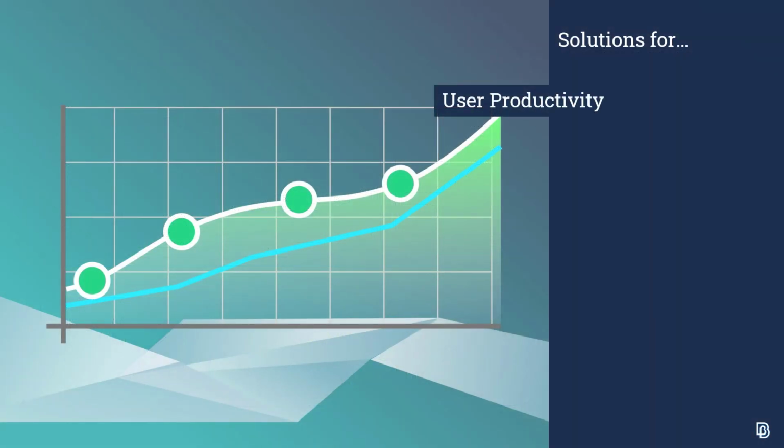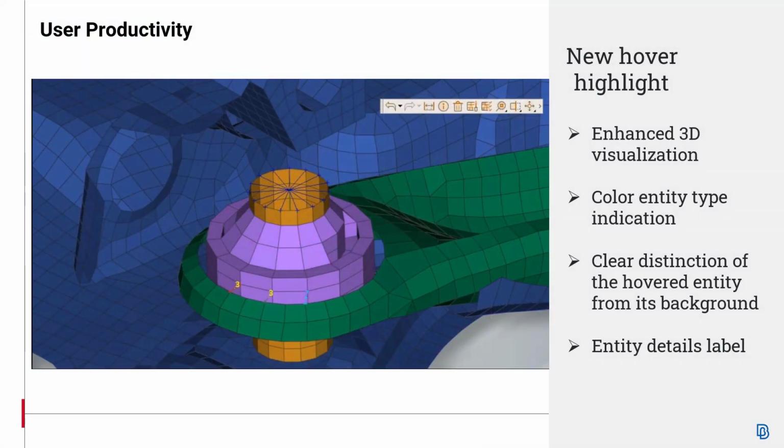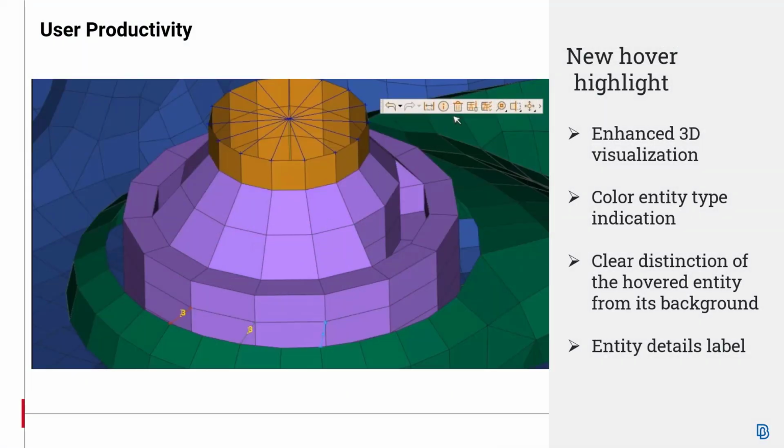In the field of user productivity, the new hover highlight is focused on the model interpretation, enhanced 3D visualization, color entity type indication, and clear distinction of the hovered entity from its background, resulting in intuitive geometric inspection. Entity details are dynamically displayed on screen through a label.